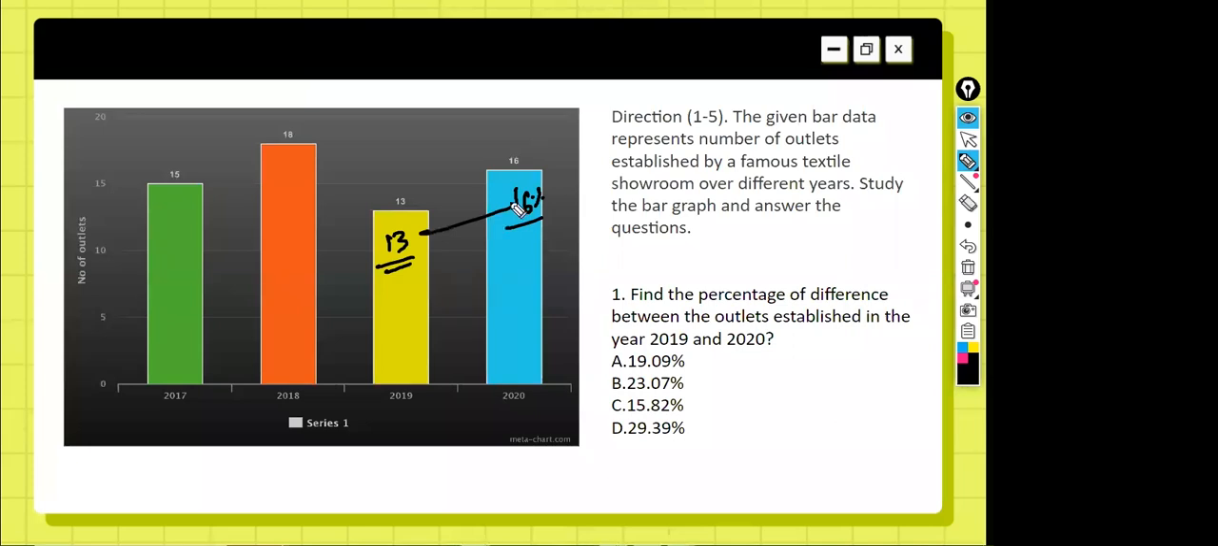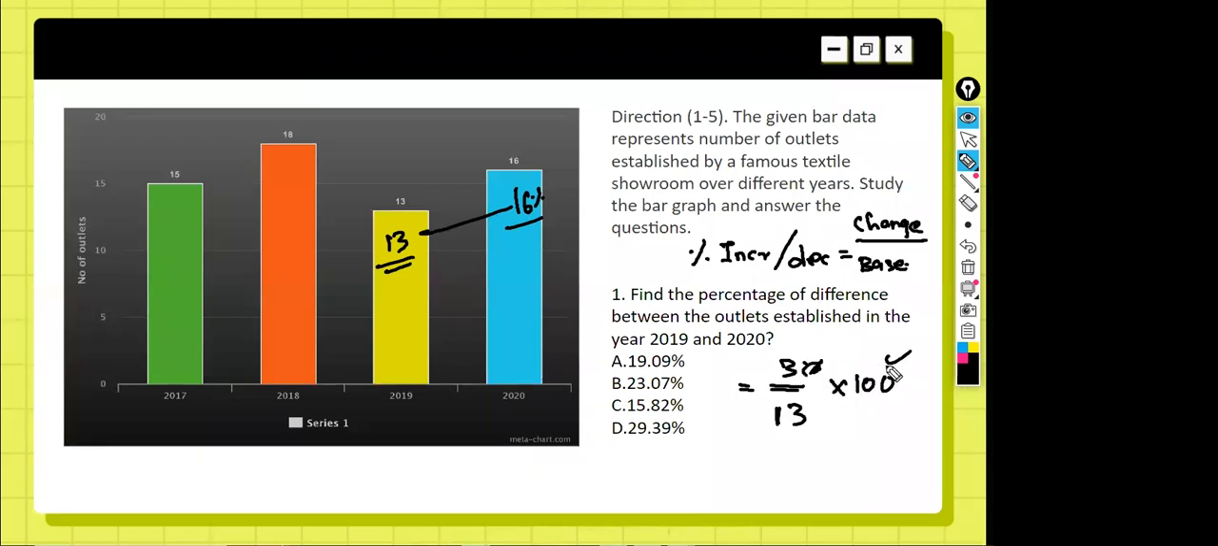Okay. So percentage increase or percentage decrease is equal to change in value divided by base value or original value. What is the change in value here? 3. Okay, divided by base value, original value. From 13 it is getting changed. So divided by 13 into 100 is the answer.